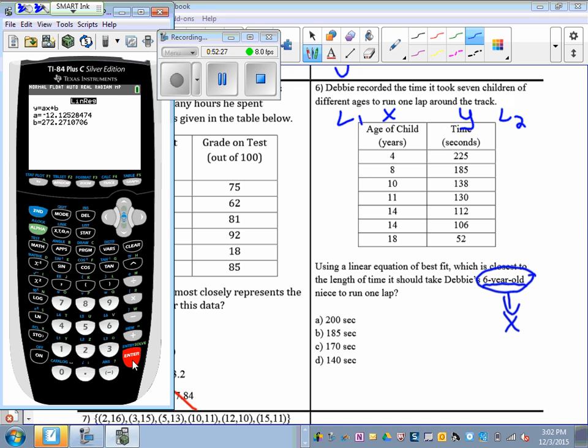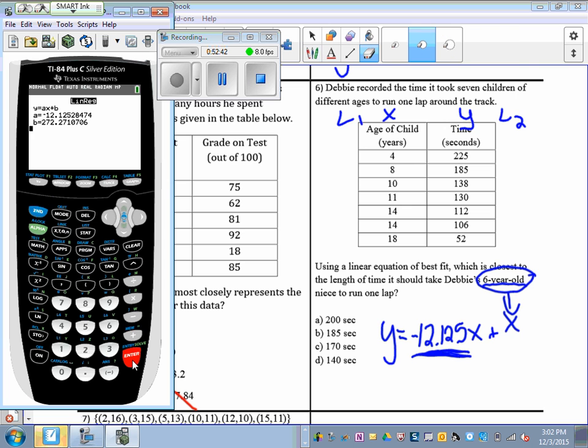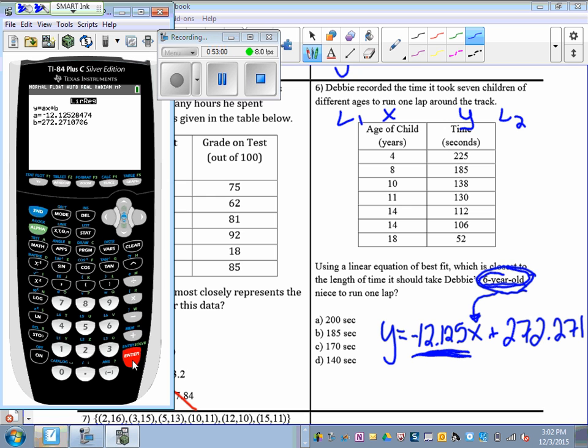Alright, so my equation is y equals negative 12.125x. This is my a value. And I have x plus b. My b value is 272.271. Alright, so again, to predict how long it's going to take Debbie's 6-year-old niece to run that lap, I take 6 and I put that in for x. 6 years old, that's my x, age of child in years, so I put that in for x.